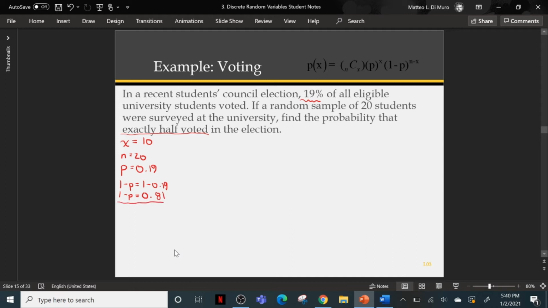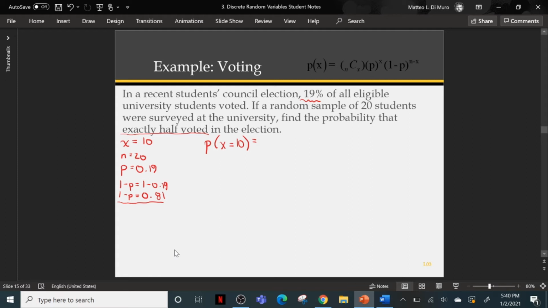Now, for the purposes of the example, I wrote the formula up here. So you would normally grab that from your formula sheet. And we are looking for the probability that x is equal to 10. I'm not going to rewrite the formula because I have it up here at the top. So I'm going to start plugging in my numbers here.